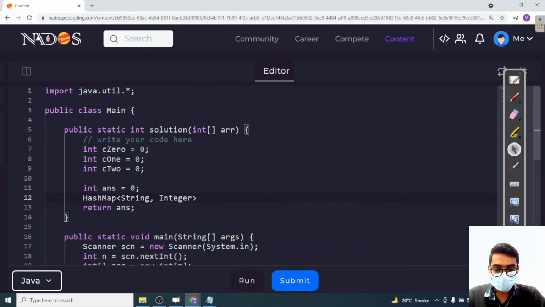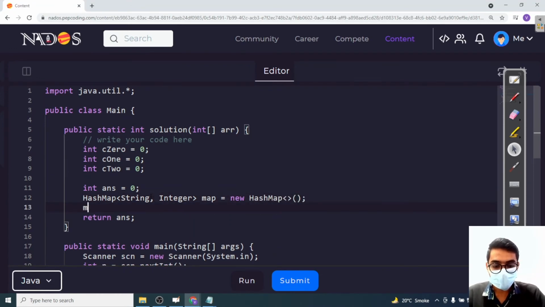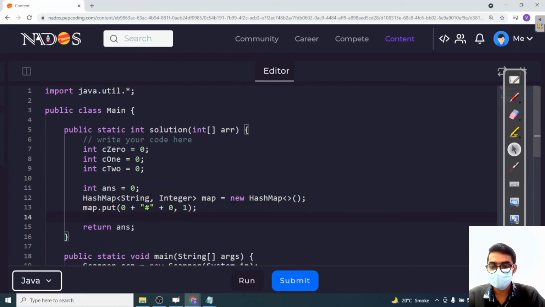Okay, so this is a map, new hash map. The first value that we are putting into this is 0 hash 0, that is 0 sharp 0. Against this key we are going to store 1 for its appearance. So it appears for the first time, we are saying that from this point.